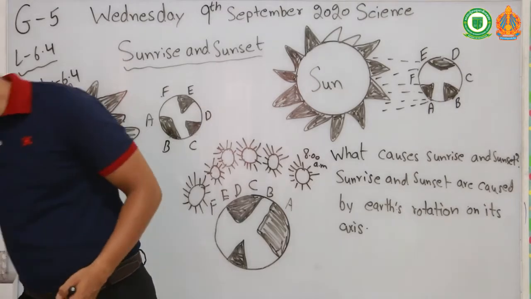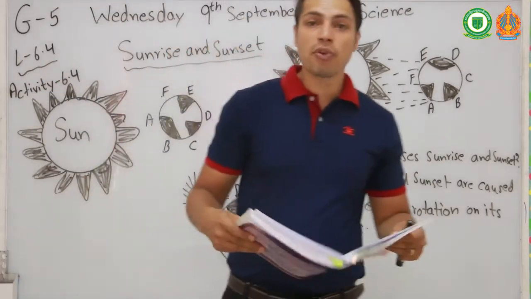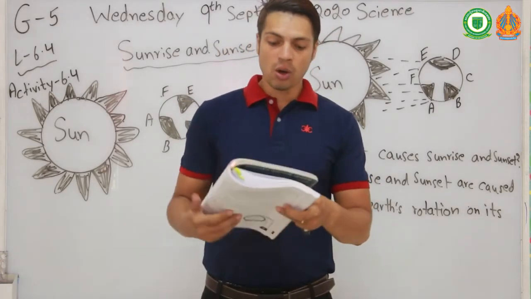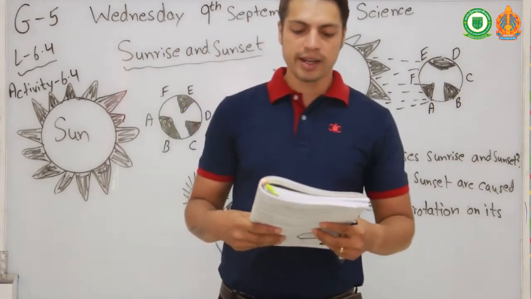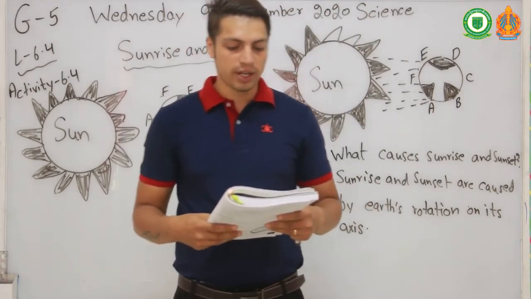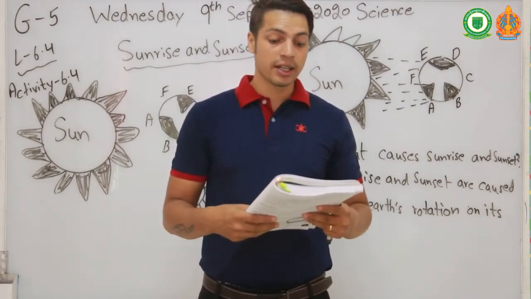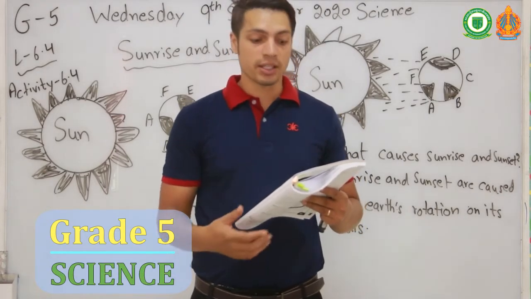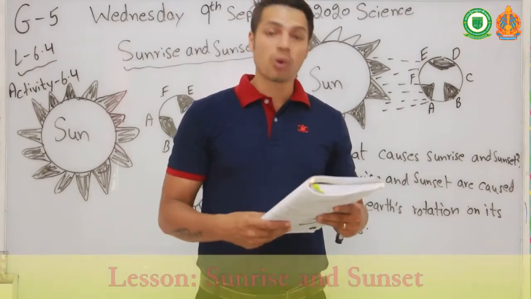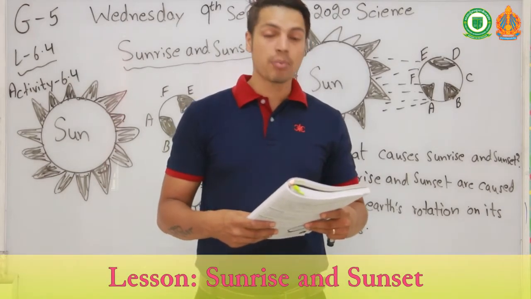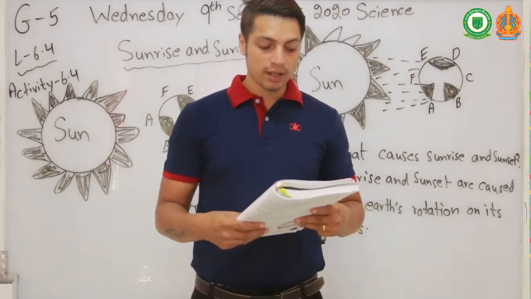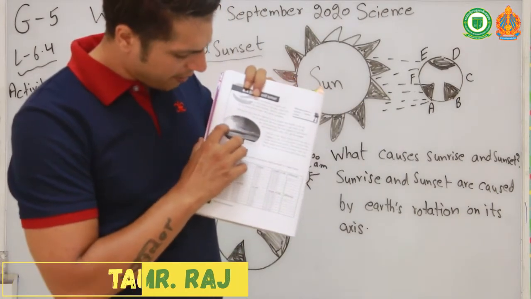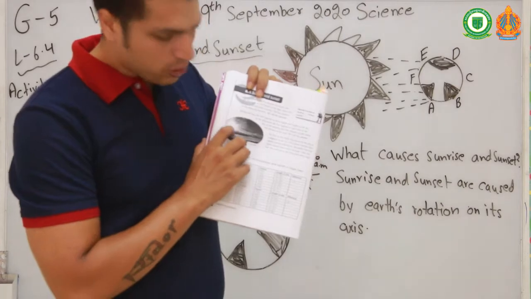Let me read first. 6.4, page number 88. The horizon is the line between the earth and the sky. Look at the horizon in the east, where the sun rises. Remember, the sun rises in the east. In the early morning, the sun appears to rise above the horizon. We call this sunrise. As you can see in this photo, this line over here is called the horizon.